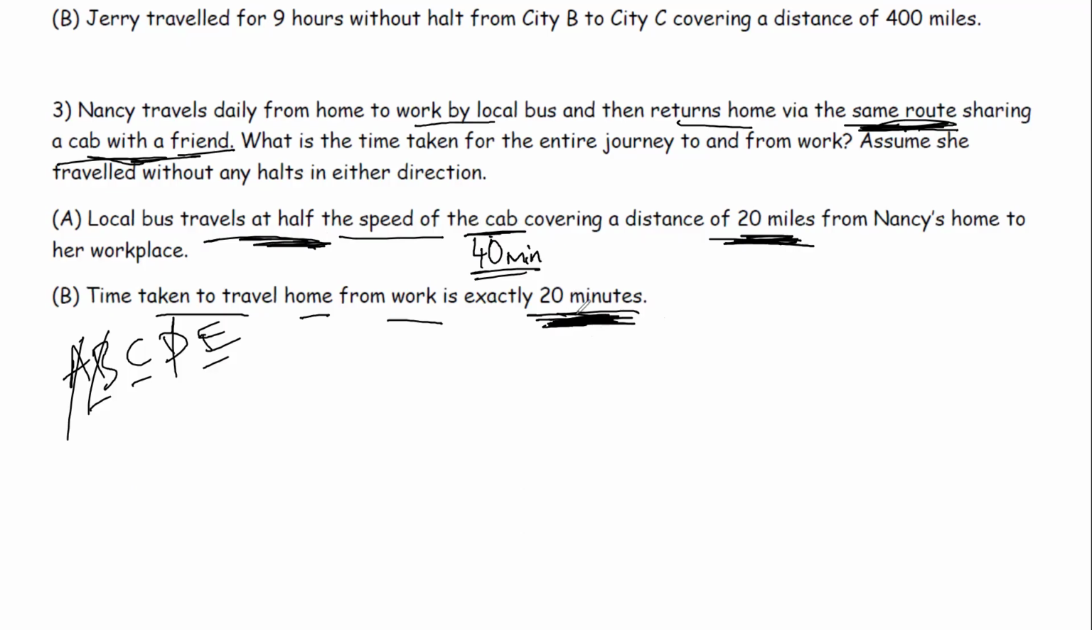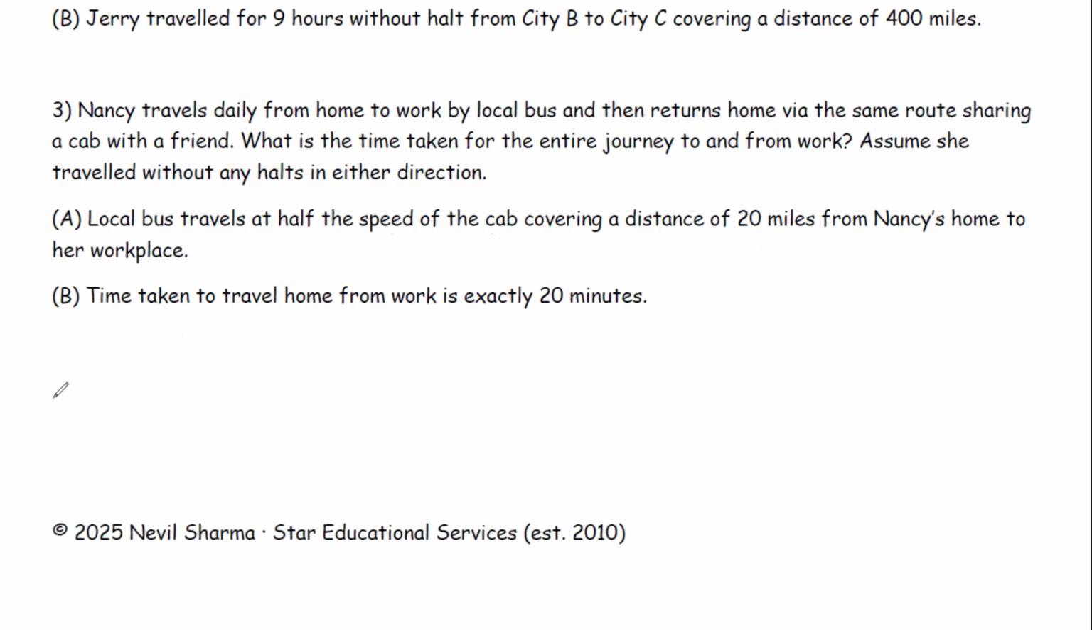So clearly, if the cab is taking 20 minutes, then the time is going to double out here because the speed is half. Half the speed, double the time, right? Double the speed, half the time, correct? But it's half the speed, so double the time. So therefore, together we get the answer. All right, we come to know that the time taken for the entire journey is 60 minutes or 1 hour. Fourth question.